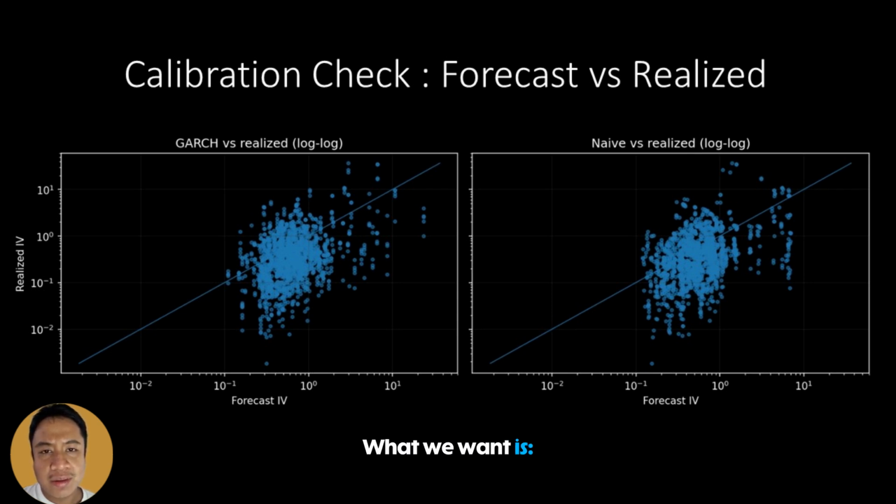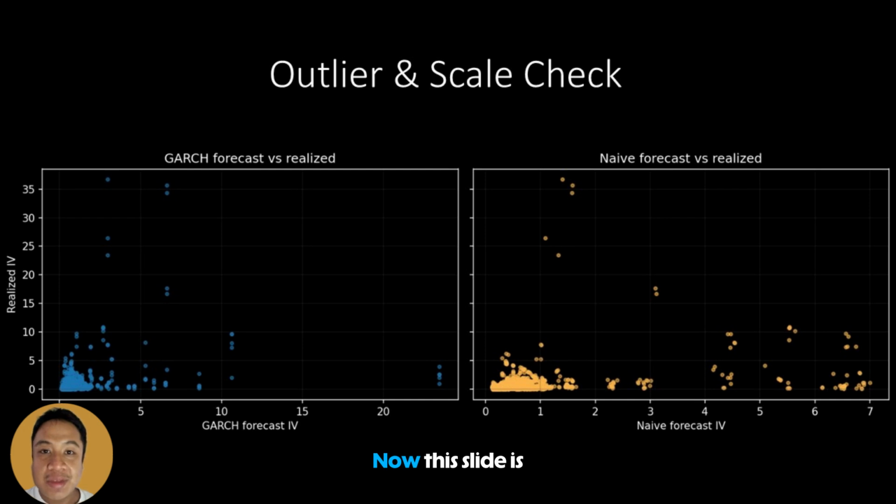What we want is points roughly around the diagonal. And especially we want to avoid systematic bias. Consistently under-forecasting crisis or constantly over-forecasting calm. Now this slide is not for calibration. It's for diagnosing why results look weird.